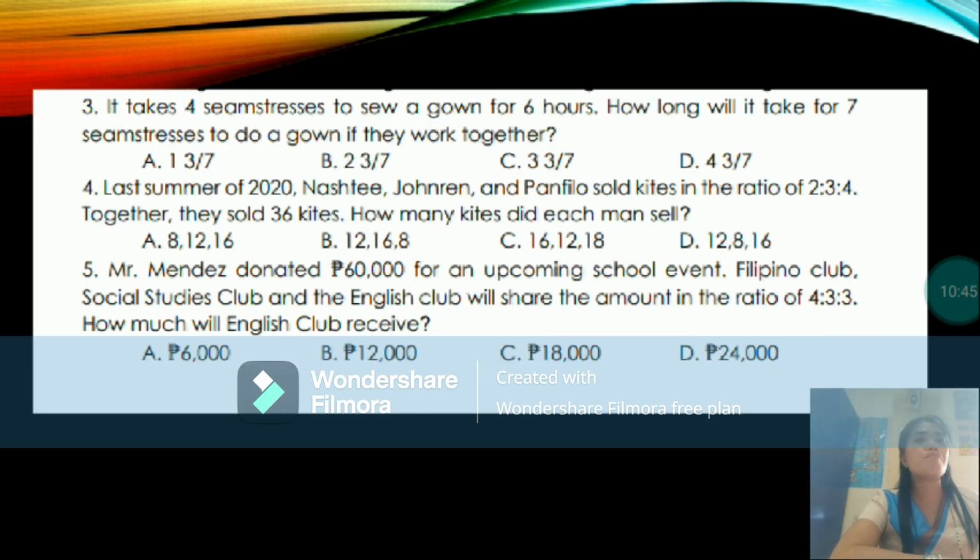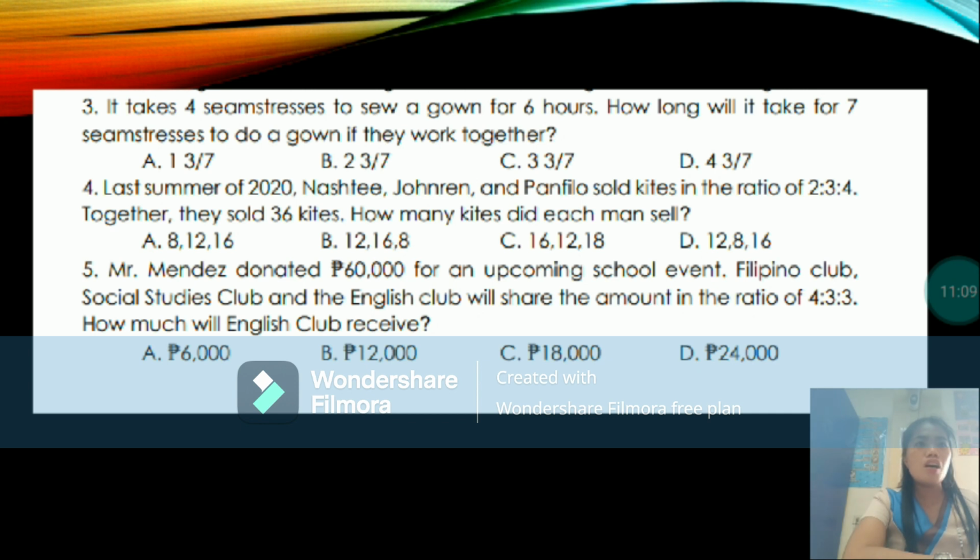Okay, number 3. It takes 4 seamstresses 6 hours to sew a gown. How long will it take for 7 seamstresses to do a gown if they work together? A, 1 and 3 over 7. B, 2 and 3 over 7. C, 3 and 3 over 7. D, 4 and 3 over 7.